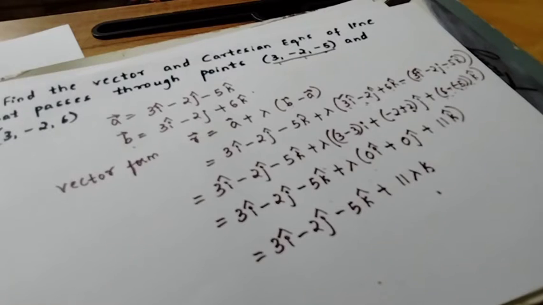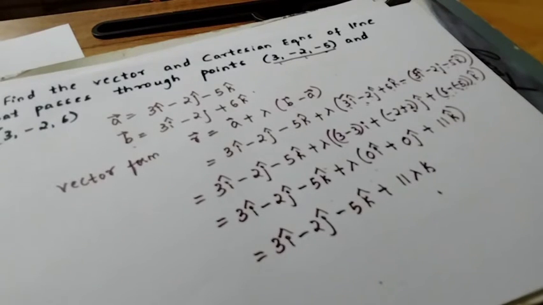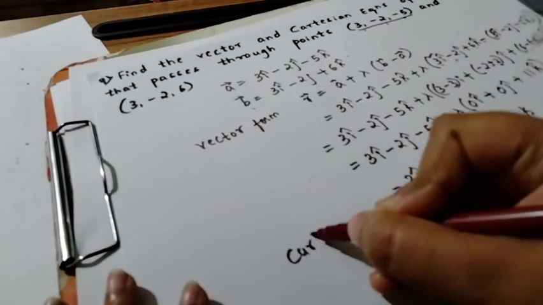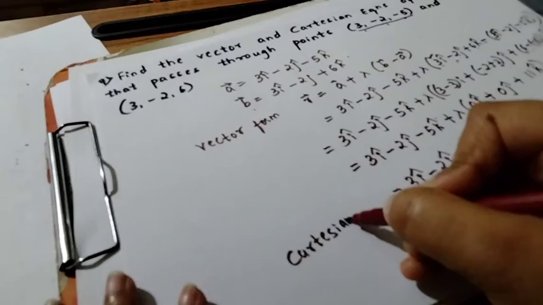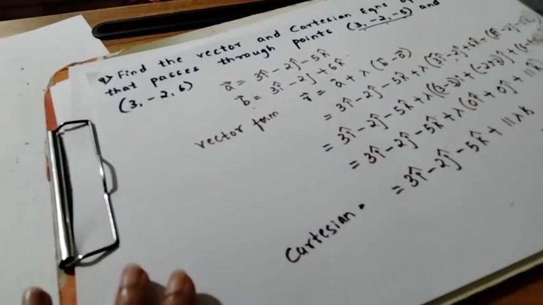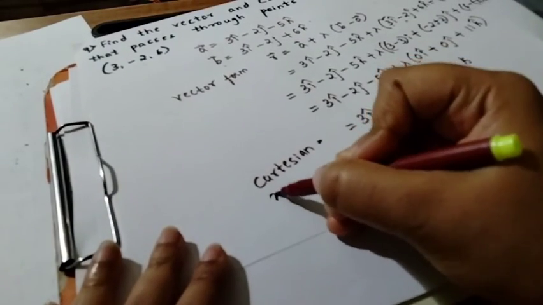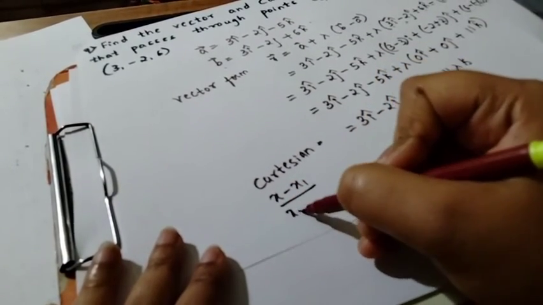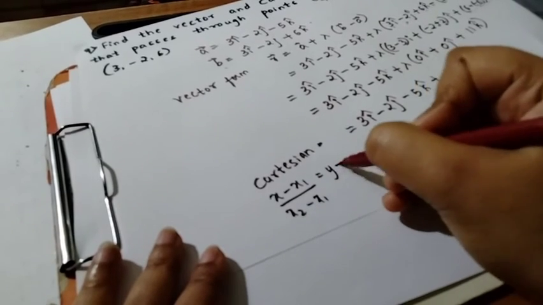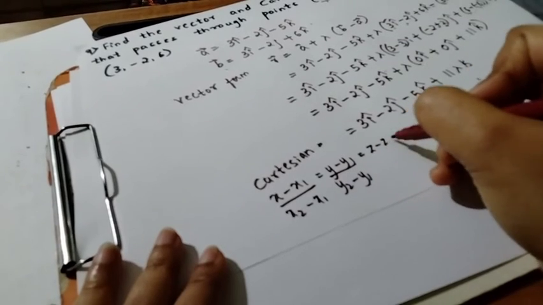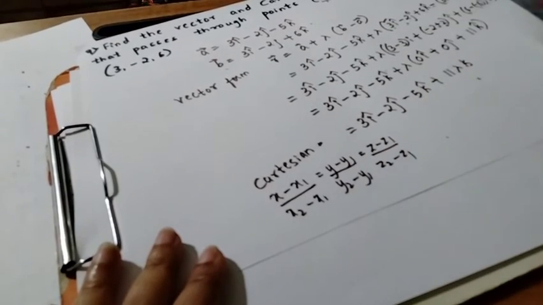You have written it in vector form. The same equation you have to write in Cartesian form also, because they have given, in both you have to represent. Find the vector as well as Cartesian equation. So Cartesian equation, if I want to write as in previous example I told you, what is the formula for Cartesian equation? It is x minus x1 divided by x2 minus x1, y minus y1 divided by y2 minus y1, this is equal to z minus z1 divided by z2 minus z1.